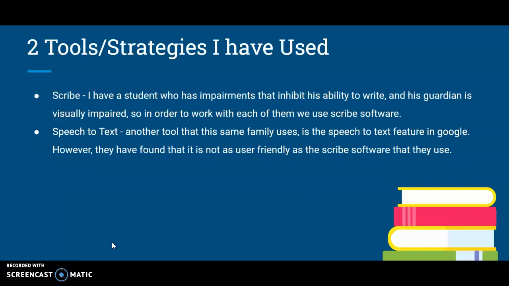What I've used is I have a student who has difficulty writing and his guardian actually is visually impaired. So for both of them to work together, we use Scribe software that they really like. They have also used speech to text, but we have found that is not as user-friendly as the Scribe software, even though it is Google and they have so much to offer. It's just not the best for us, but I have used those too.